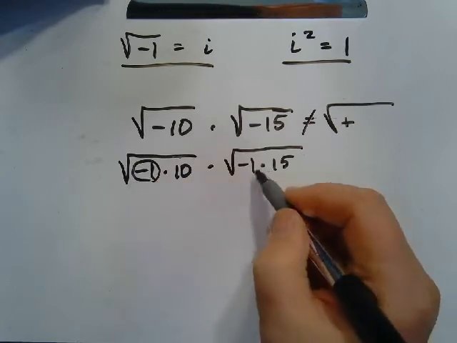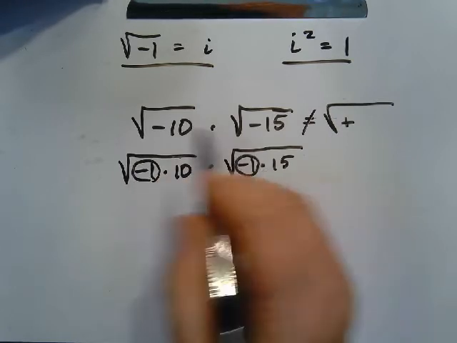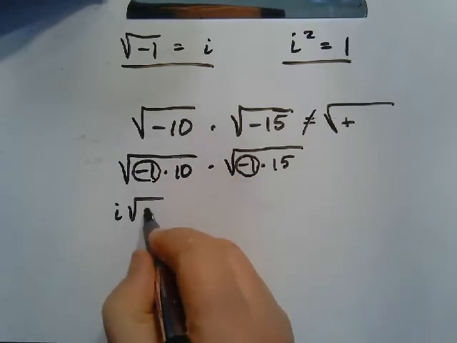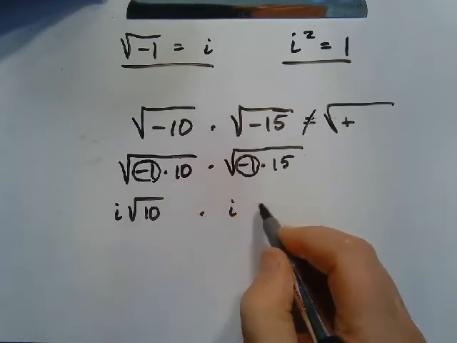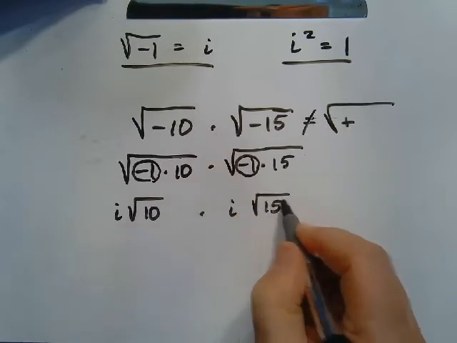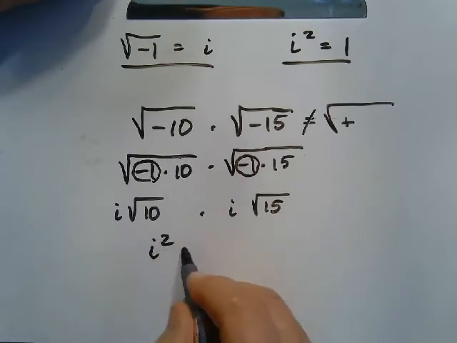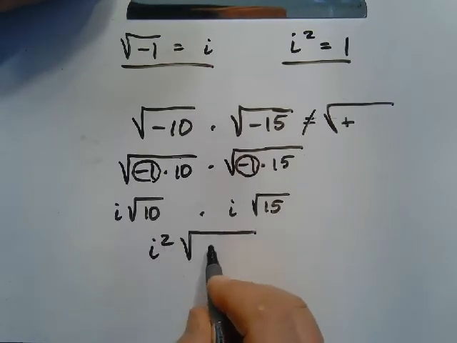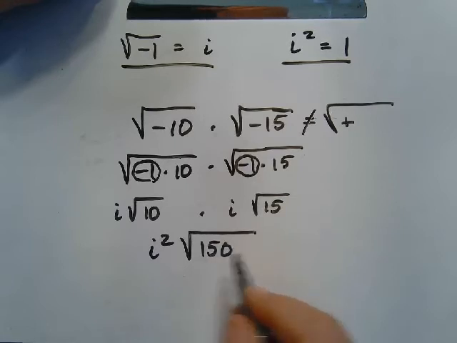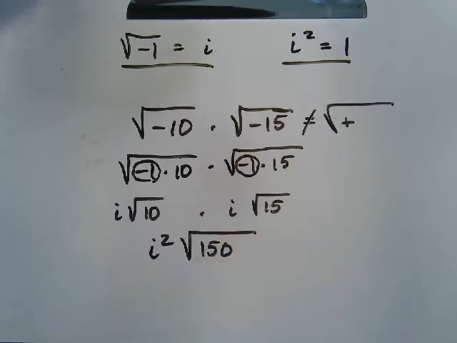Well, that's a perfect square, and that's a perfect square. So we're going to take those out. This is i root 10, and this is i root 15. And if we combine these, we see we have i squared times the square root of 150. Now, I can simplify that a little bit, can't I?